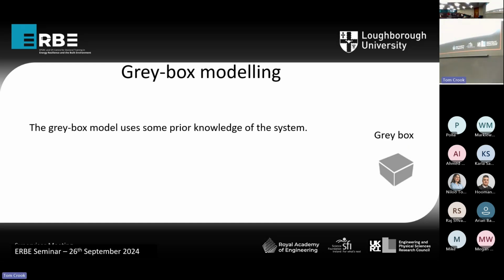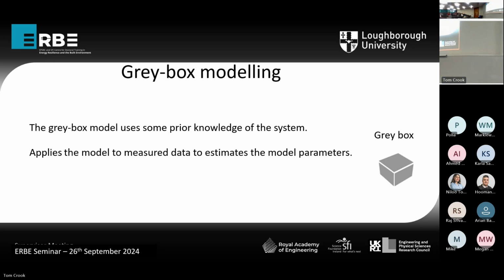But there's also another approach, which we call gray box modeling. In gray box modeling, we use some kind of prior knowledge or basics of the system that is known to us. We come up with a simple model that reflects some of the physical characteristics of the system, and then we use the measured data to inform or estimate the model parameters. So we have some prior knowledge of the system.